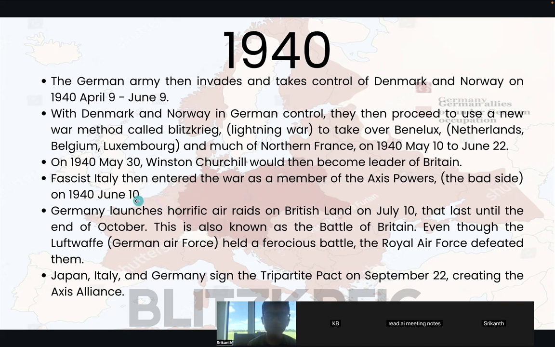So then, they also took control of much of northern France, which would be over here. They took control of this part, all of that, only leaving this part, okay? And on May 30th, Winston Churchill would become the leader, or prime minister, of Great Britain. He led Britain to victory in World War II.